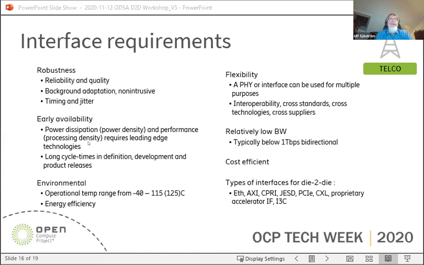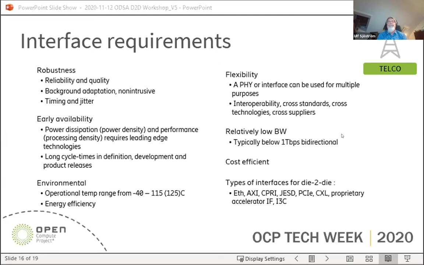We have very specific environmental requirements in our space as well. Typically, the operational temperature for our products is minus 40 to 115 C, in many cases even extending up to 125 C. We need our technology to be very energy efficient. We need flexibility. Any PHY or interface we add on our ASICs or SoCs usually has multiple purposes in different product variants. We need standards, we need interoperability, cross standards, cross technologies, cross suppliers.